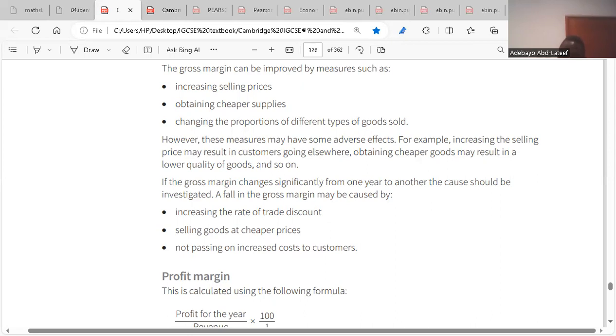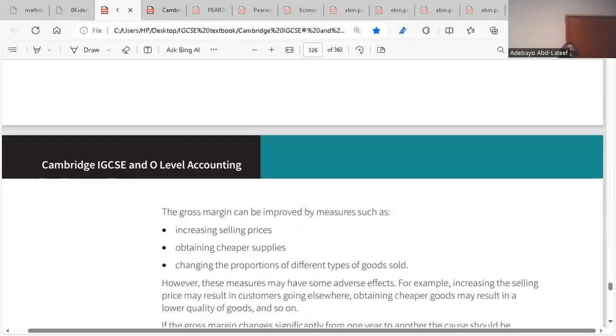I think the point is clear. Yes. Clear, right? Yes. All right. So that's all about gross profit margin.